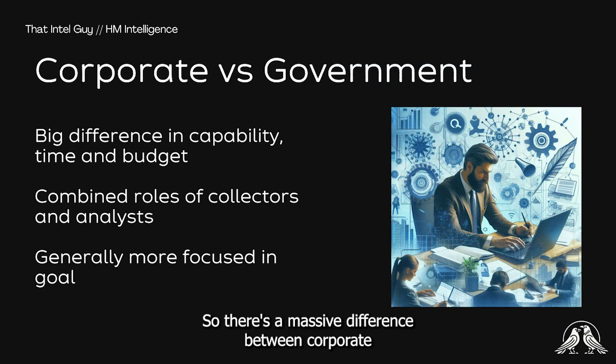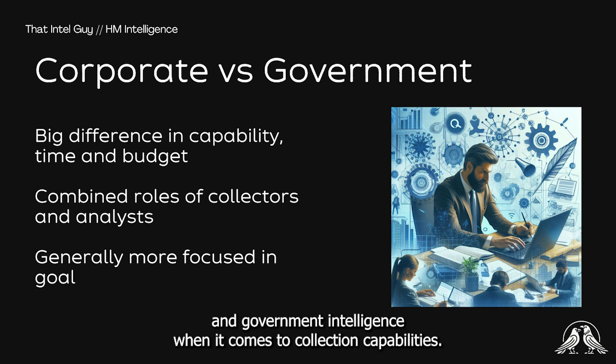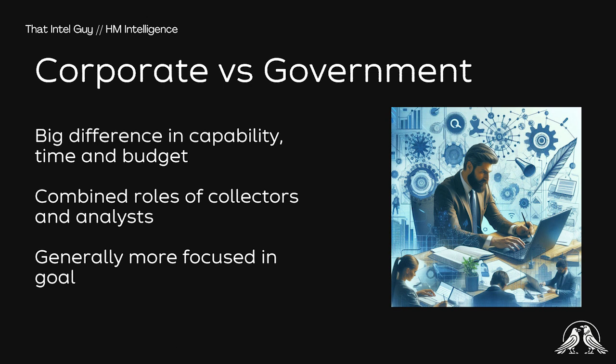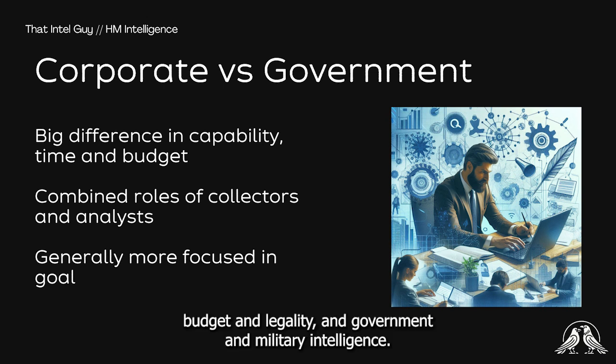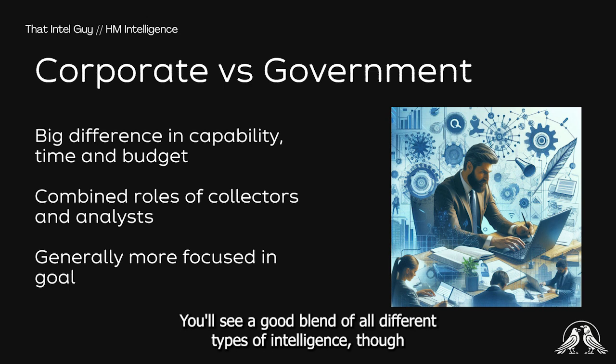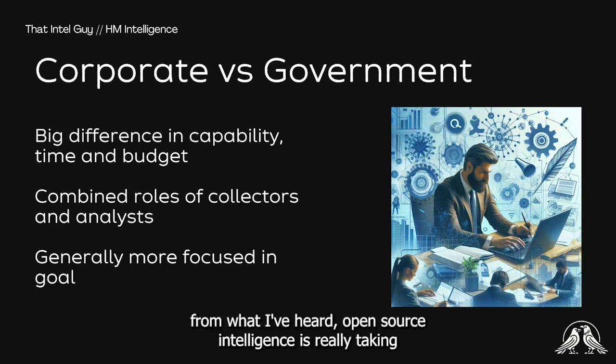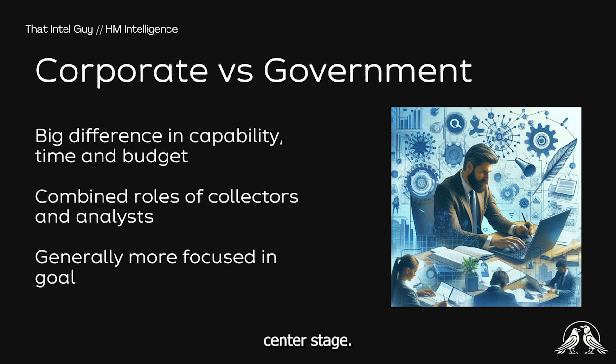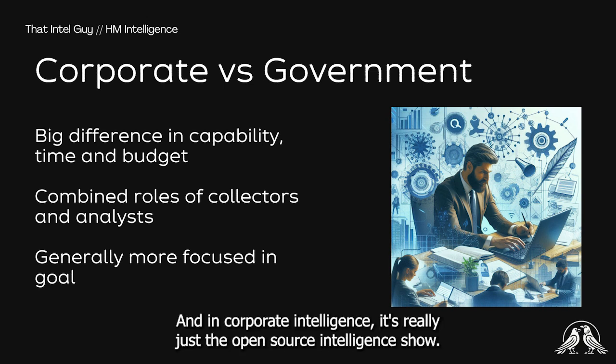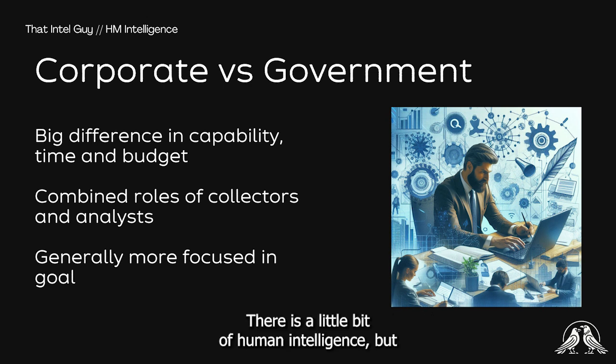So there's a massive difference between corporate and government intelligence when it comes to collection capabilities. The main difference being time, capability, budget, and legality. In government and military intelligence, you'll see a good blend of all different types of intelligence, though, from what I've heard, open source intelligence is really taking center stage. And in corporate intelligence, it's really just the open source intelligence show. There is a little bit of human intelligence, but it is quite limited in capability and capacity.